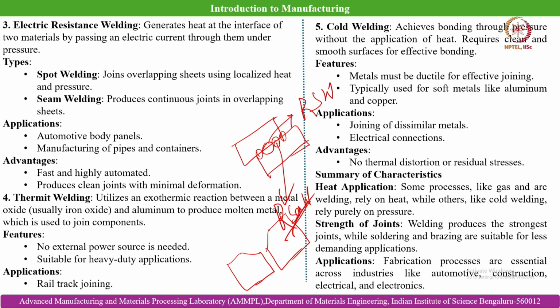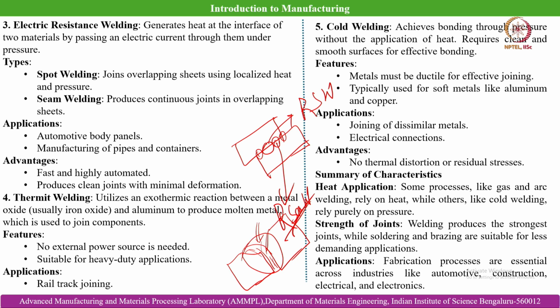So, basically it is a chemical process. The heat is generated because of the chemical reaction, and because of that intense heat the filler material, which is often close in chemistry or composition to the base metal, is melted, and then it fills the joint which is prepared between both the workpieces. So, this is a case of thermite welding.